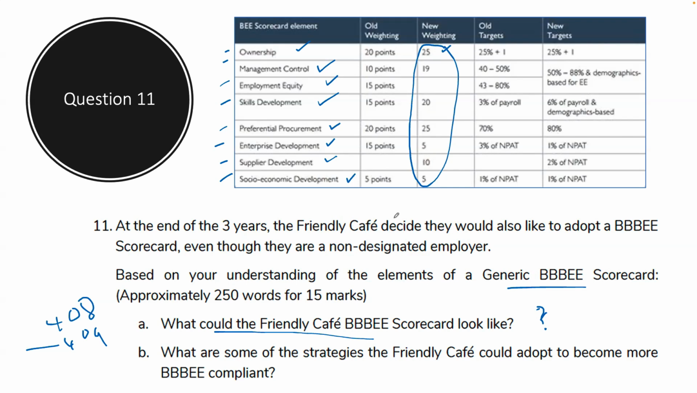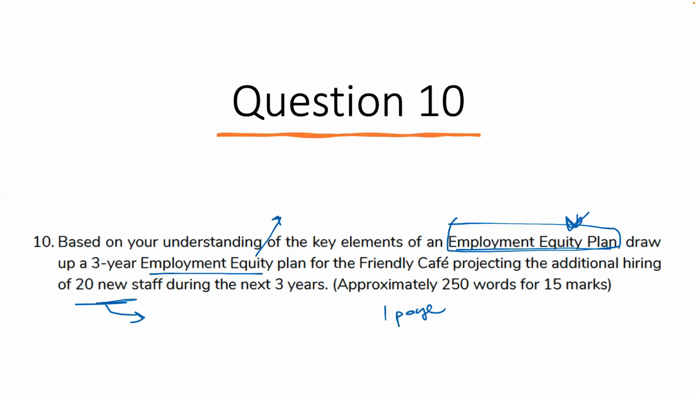Okay, so question 10, right? The employment equity plan. So is it basically going to be an objective strategic plan to say, when these 20 new people come, this is what is going to happen, and we have these expectations, and this is what we're going to do? Is it basically what it is? Something to that effect.